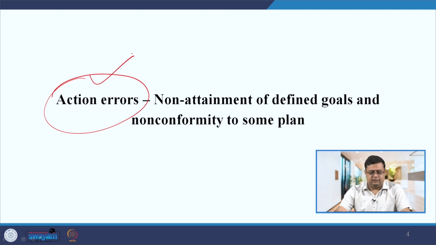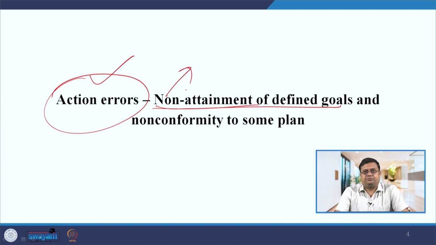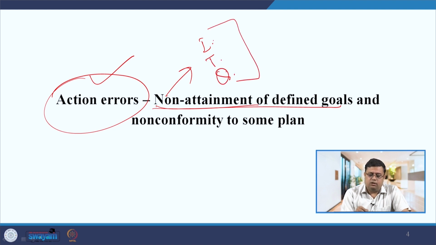So, what do you mean by action error? Non-attainment of defined goal. Whatever goal that you have set for an individual, for a team, for an organization. You might have seen this, organizations are setting the goal: this much revenue they have to earn this year, these many products they have to produce by this particular year. If you are working in a power generation organization, then how many megawatts of capacity you have to develop inside the organization.